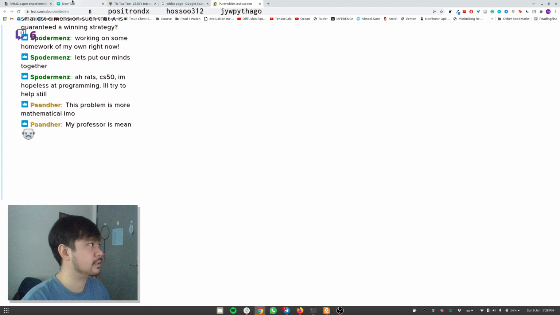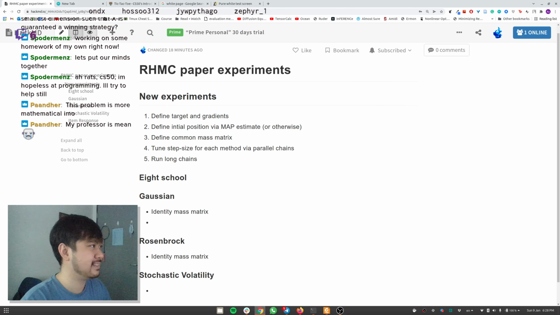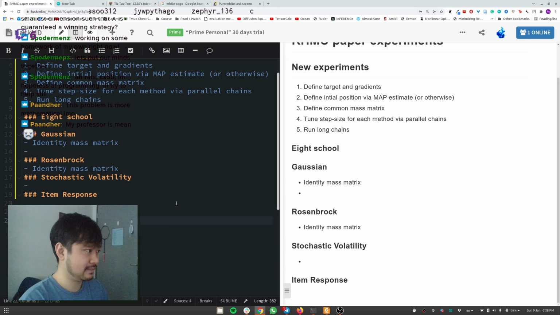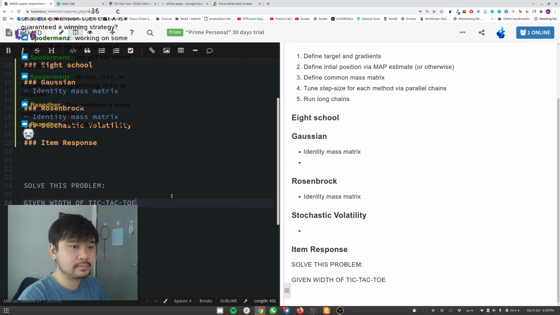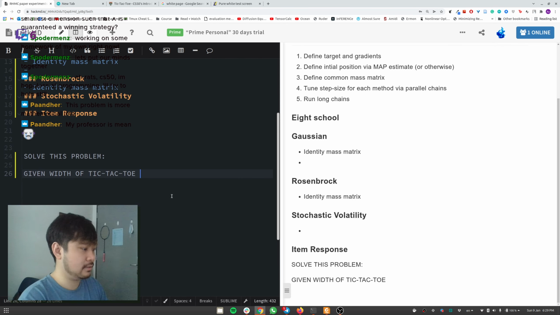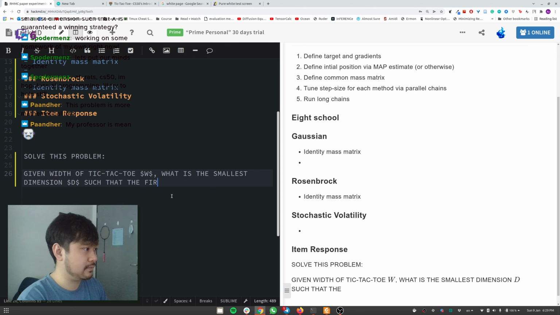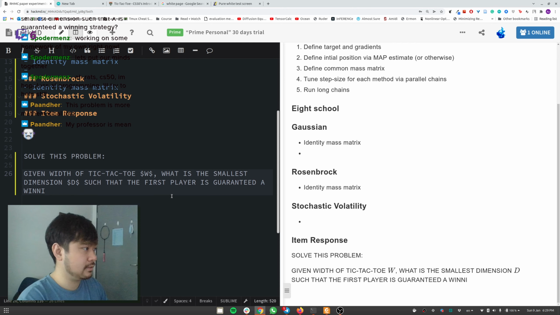Maybe I can write on the problem. I don't know. Yeah, let's write on the problem here. Okay. Solve this problem. Given width of tic-tac-toe, let's call it W. What is the smallest dimension D such that the first player is guaranteed a winning strategy? It is my assumption that it is a function of the width.